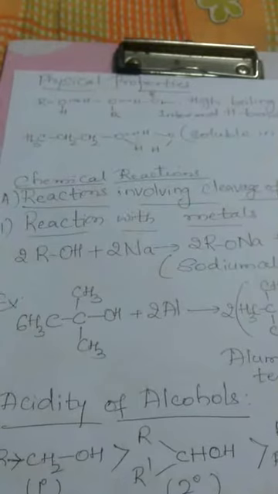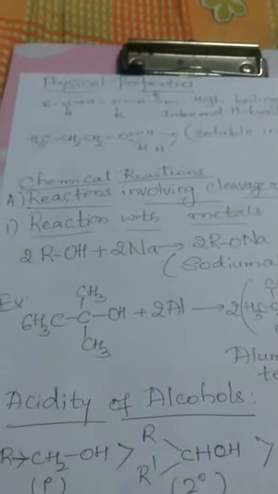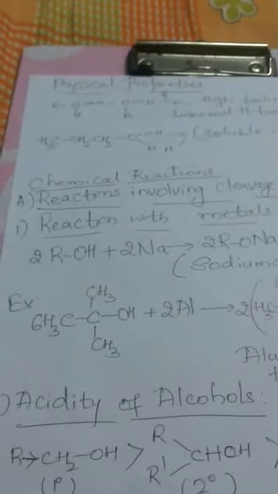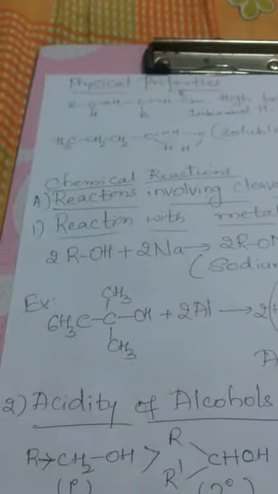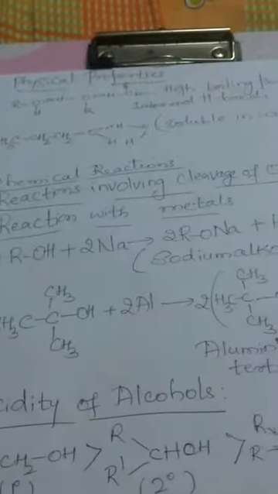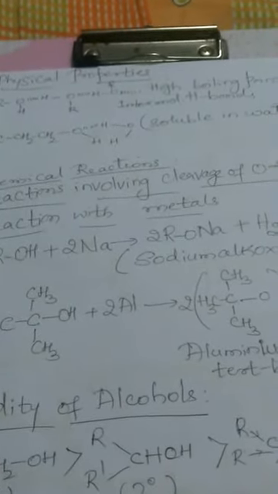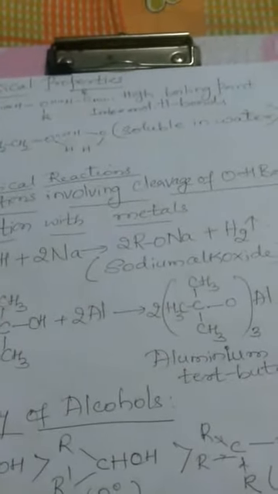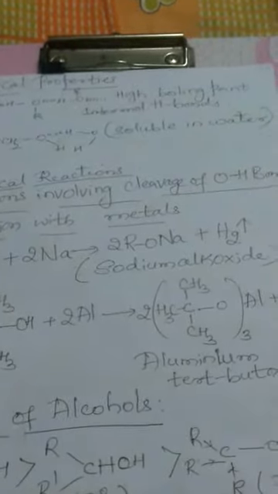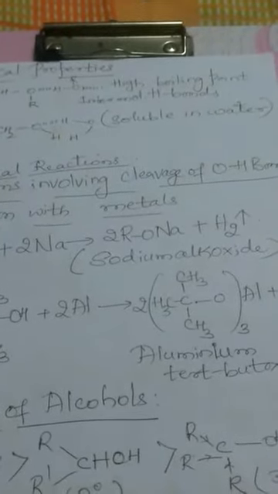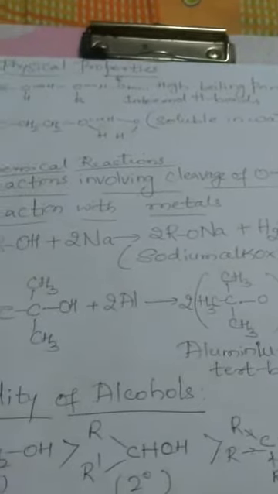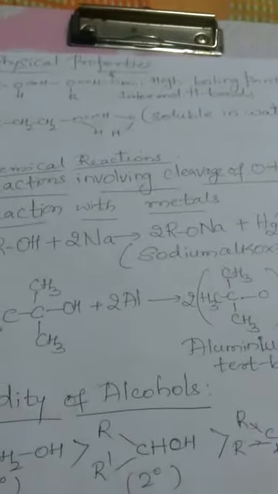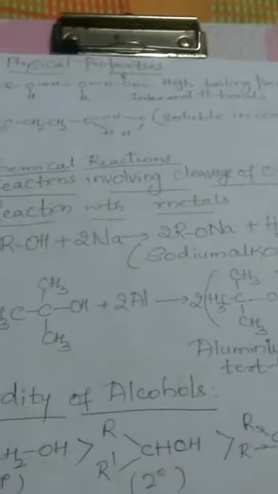Metals like sodium, potassium and aluminium displace hydrogen from the alcohol, forming corresponding alkoxides. Now remember, R represents the alkyl group. R with oxygen, RO minus, is called the alkoxide group. So therefore RONa will be the general formula of a sodium alkoxide.